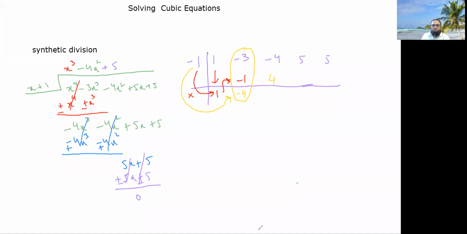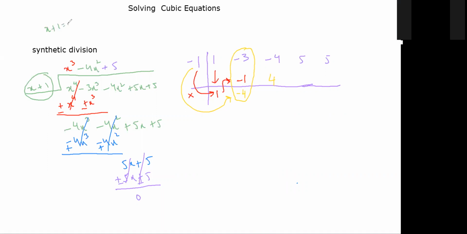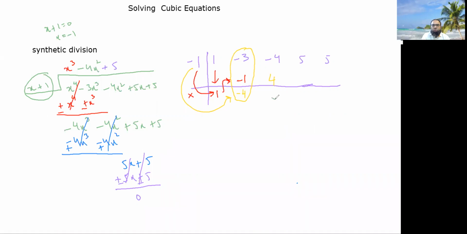Sir, where did you get minus 1 from? When I am dividing with this x plus 1, you put x plus 1 equal to 0, so you get x equal to minus 1. That is the way to get this. This is basically the root of this equation, so we're using this root. Okay, sir. Okay, now the sum of these two is going to be 0.